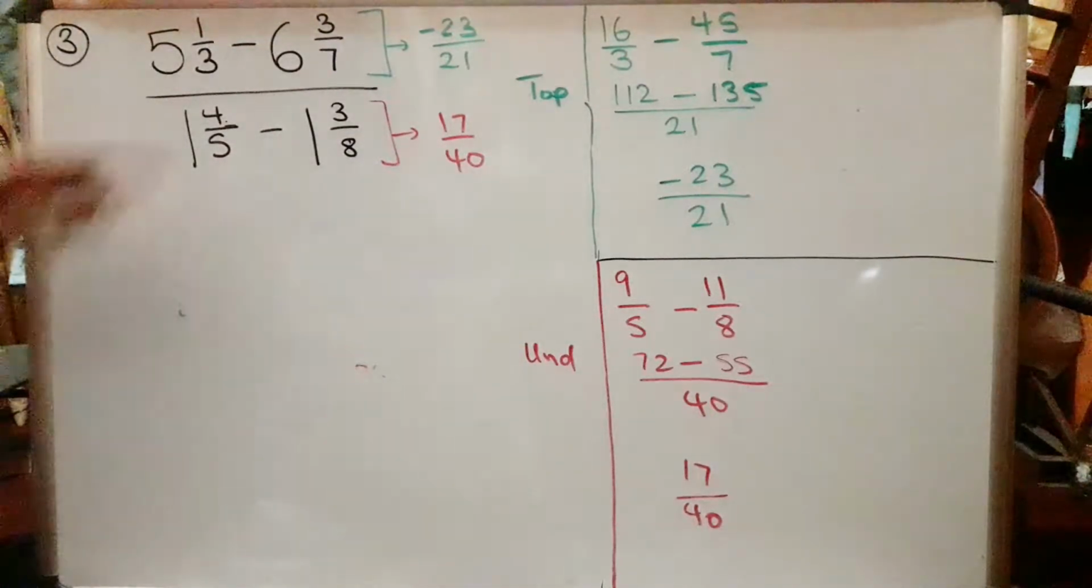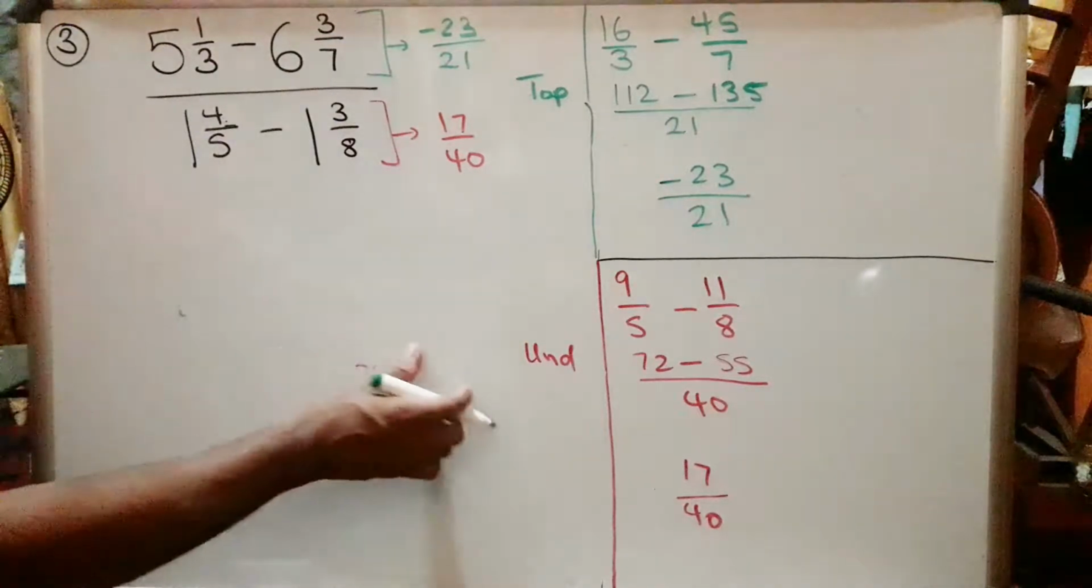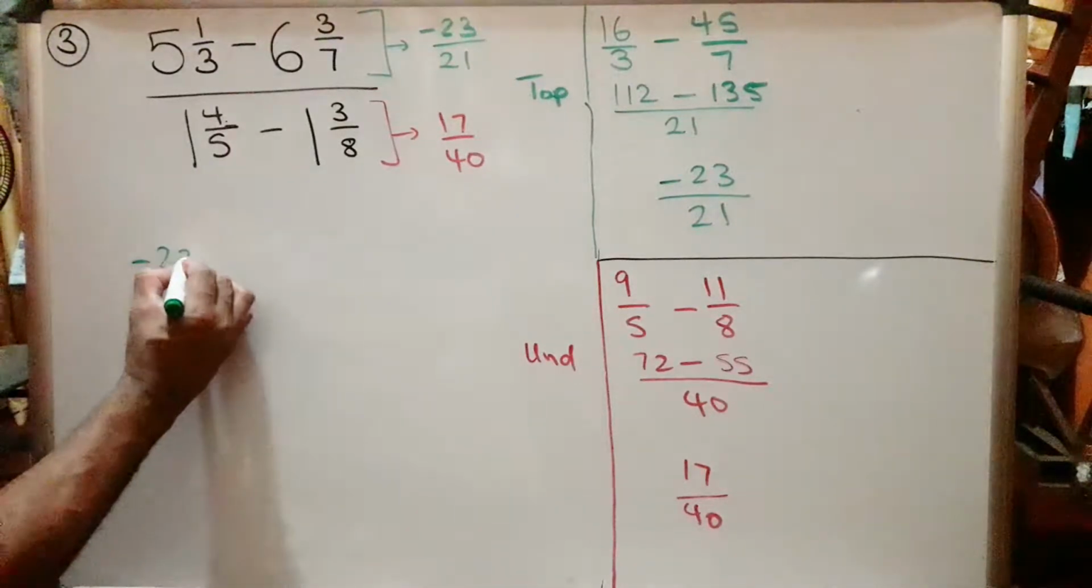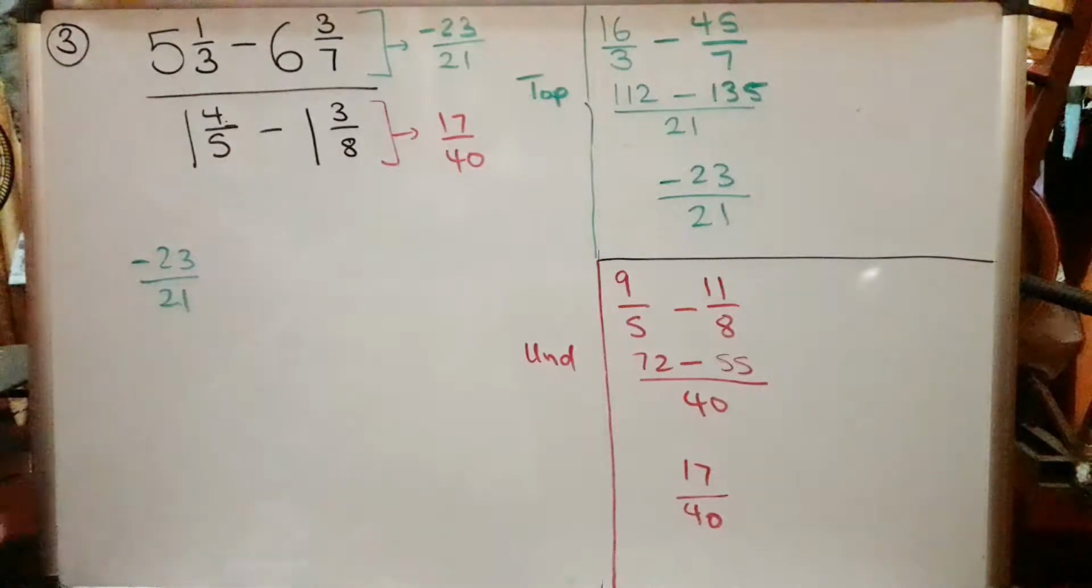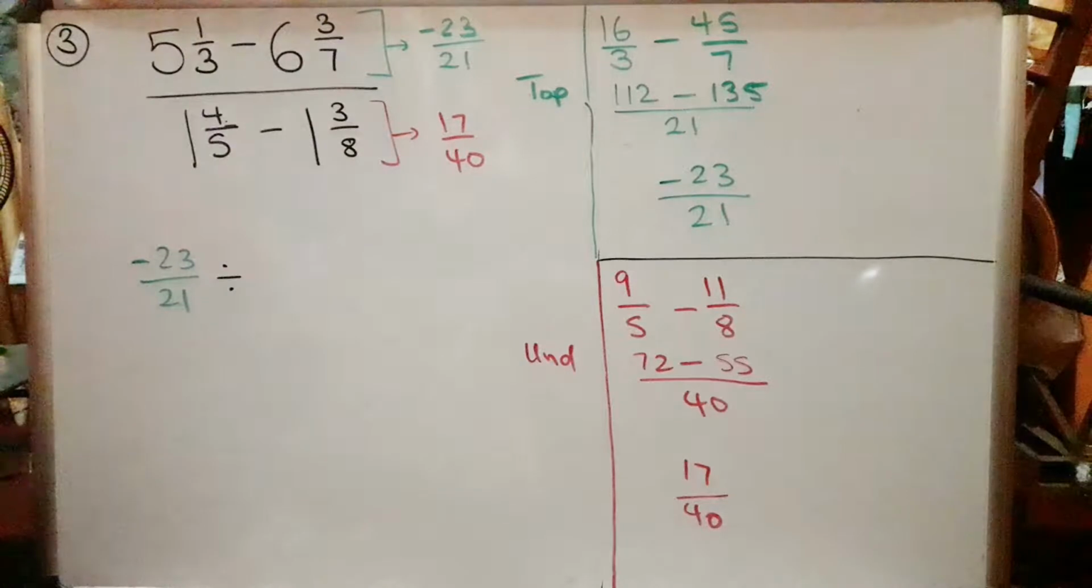Great. So we have the top, we have the underneath. What we're going to do now is divide the top by the underneath. So we're going to write it like how they usually write it in primary school. Minus 23 on 21 divide by 17 on 40.